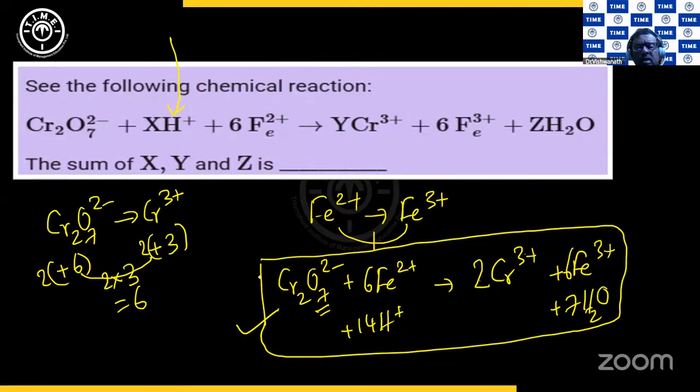Now look at what is being asked. X plus Y plus Z. X is what? 14. Y is what? Y is for Cr. So 2. Z is what? For H2O, 7. So 14 plus 2, 16 plus 7 is 23. So the answer is 23. I hope this is clear. So this is again the use of the oxidation number method, but then the medium is acidic. But then a different question where the coefficients are to be added up and then found out.